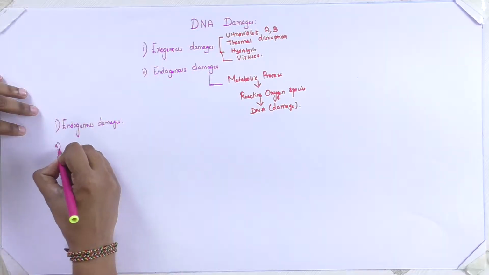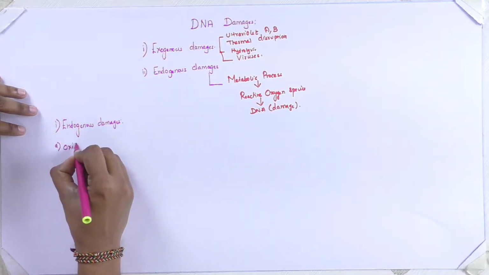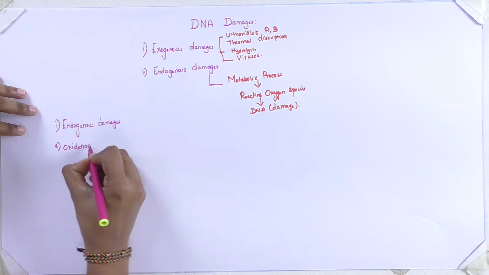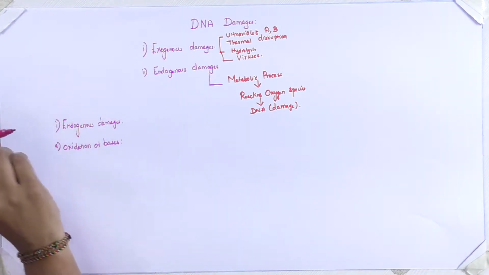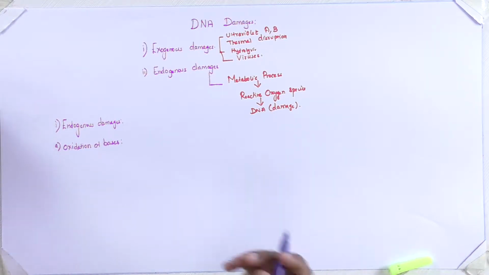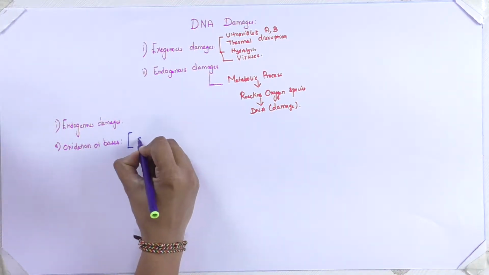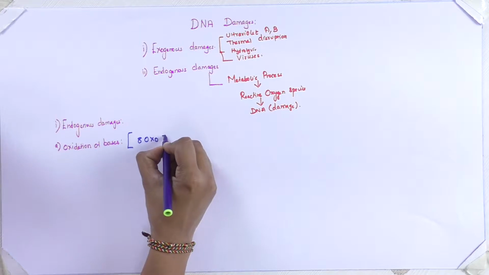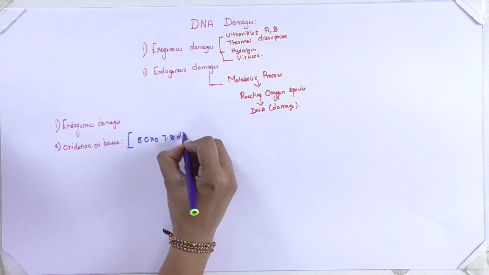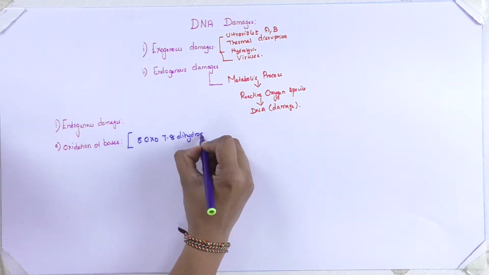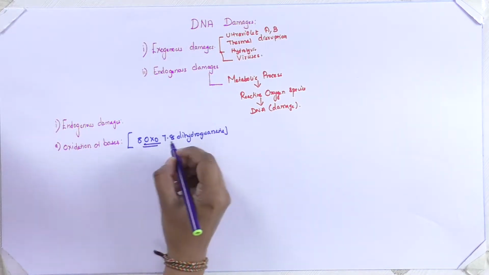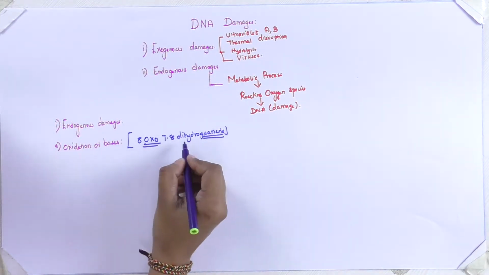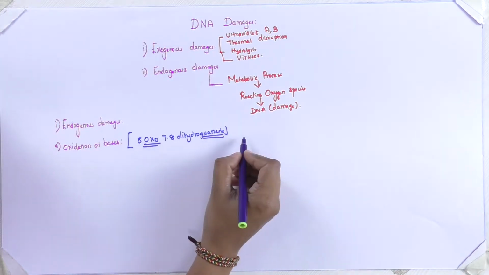So the first endogenous damage we're going to look into is oxidation of bases. The bases are nothing but the nucleotides. One example I'm going to give you of oxidation of bases is 8-oxo-7,8-dihydroguanine. This is addition of an oxygen molecule to a guanine molecule, leading to the oxidation of the base. This is a DNA damage.